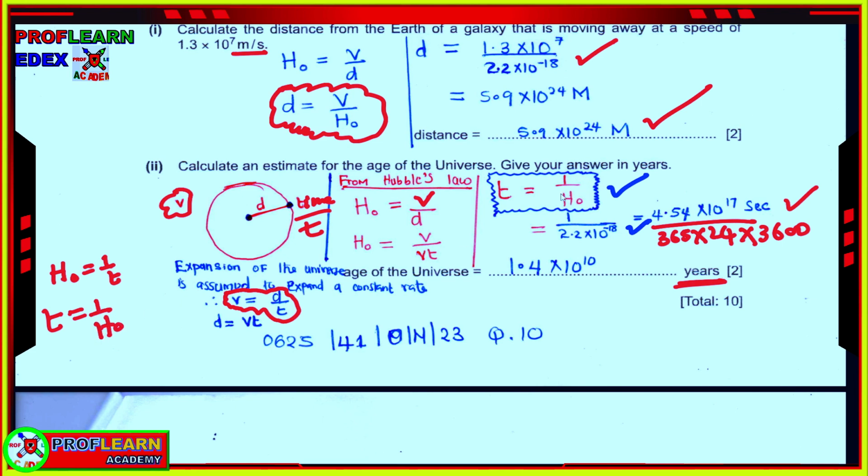But during your exam, you don't have to show all of this, whatever I've written here. You should begin from this point: T equals what? 1 over Hubble's constant. Once you've done that, you'll earn all your marks.